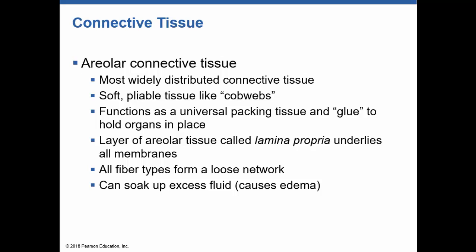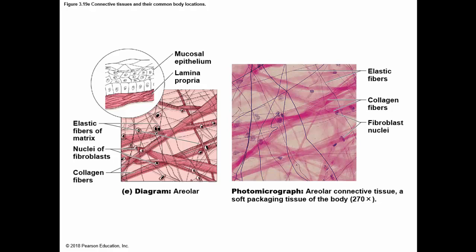Areolar connective tissues are most widely distributed. They're very soft, pliable, cobweb-like. They basically act like universal packing tissue and glue, holding things together. So it's a very loose network, and it can even soak up excess fluid, which is not always a good thing. But you can see what this crisscross set of connective tissue looks like. Okay.